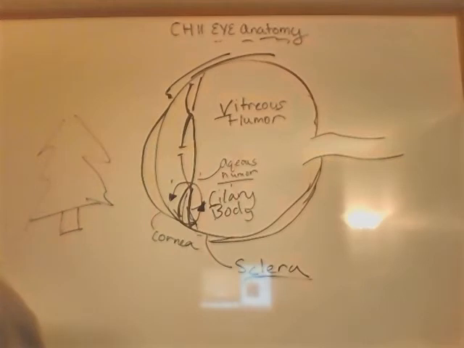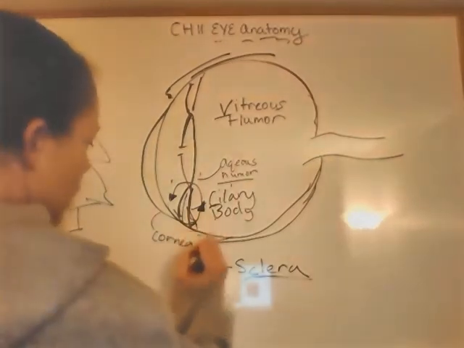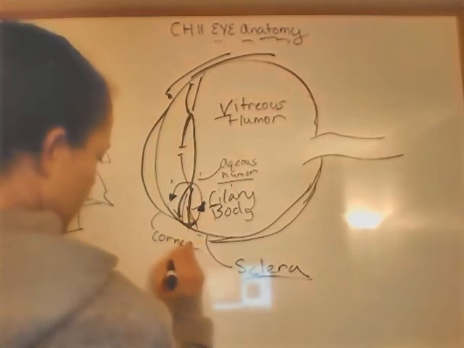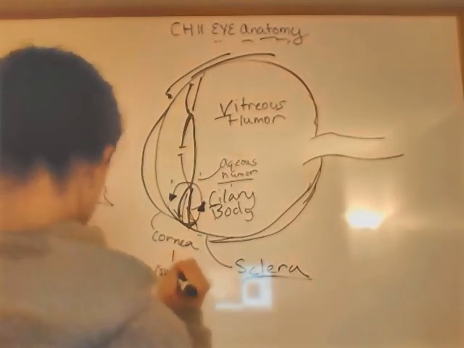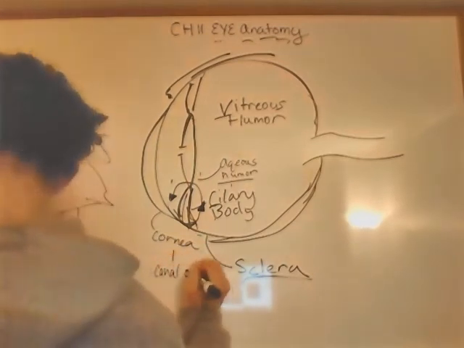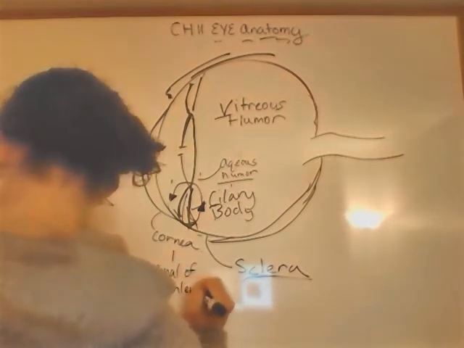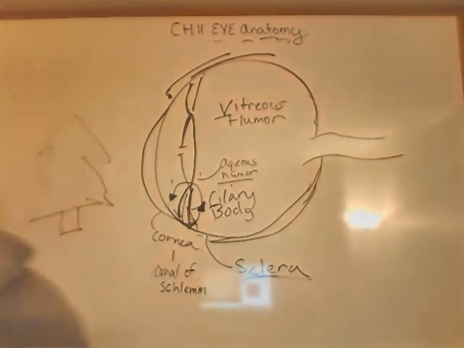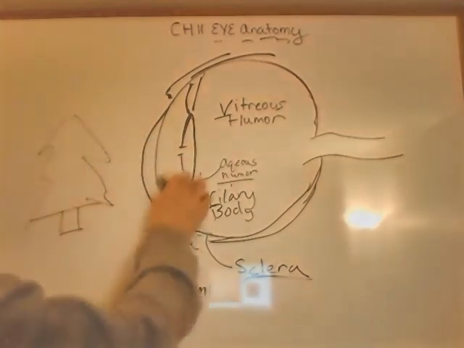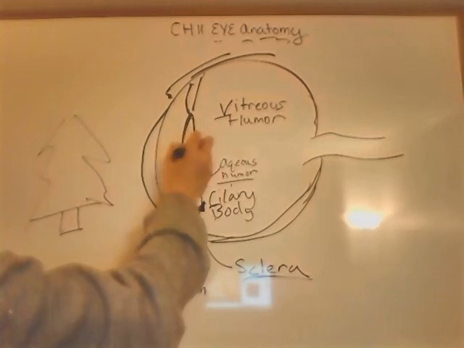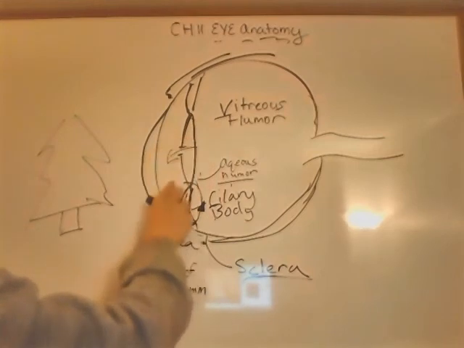That canal, let's see, that canal is called the canal of Wilhelm. And I'm sorry, I've drawn that a little bit confusing. That goes through the pupil, all right? Because remember, the pupil is a hole.